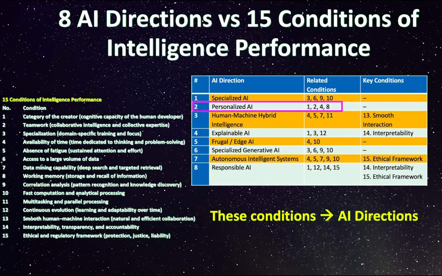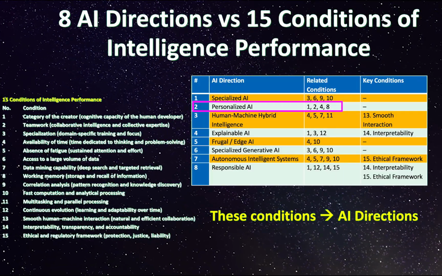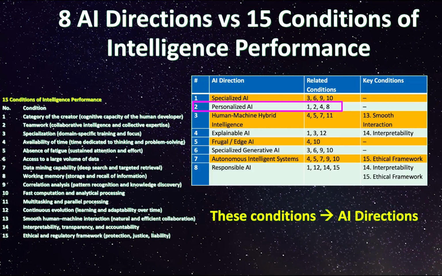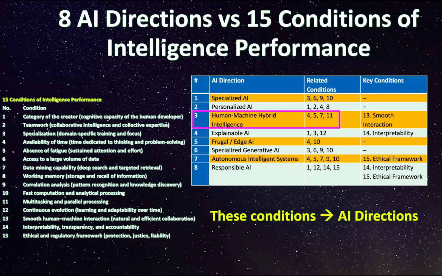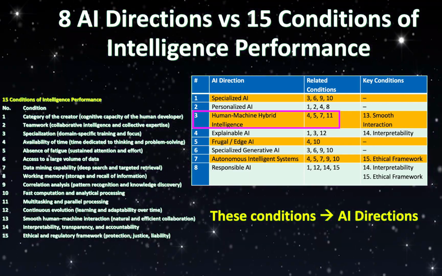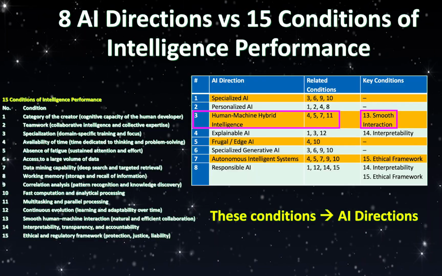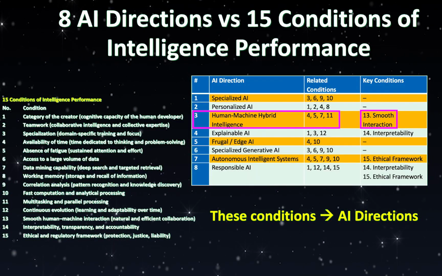Personalized AI, on the other hand, adapts dynamically to individual users and contexts. It relies heavily on memory, user modeling, and the ability to learn from continuous interaction. Hybrid human-machine intelligence explores synergy, combining human creativity and ethics with AI computational power and endurance. Its strength lies in smooth interaction and shared decision-making.